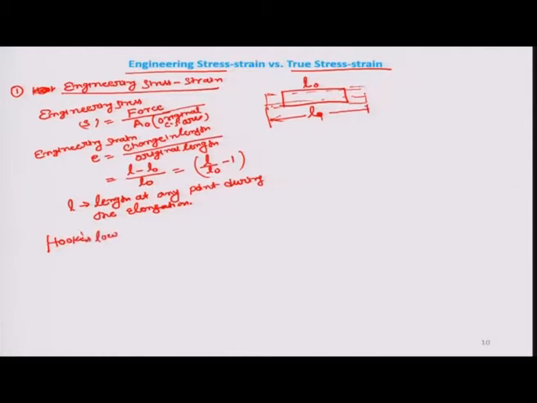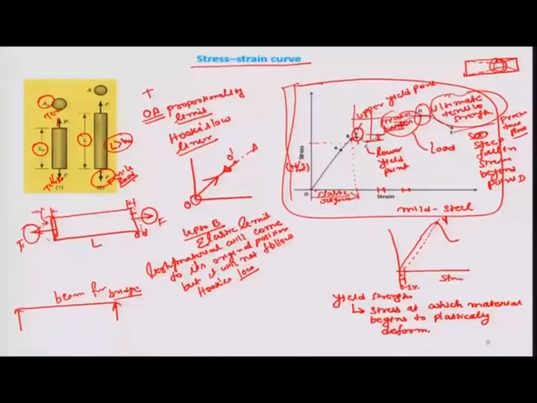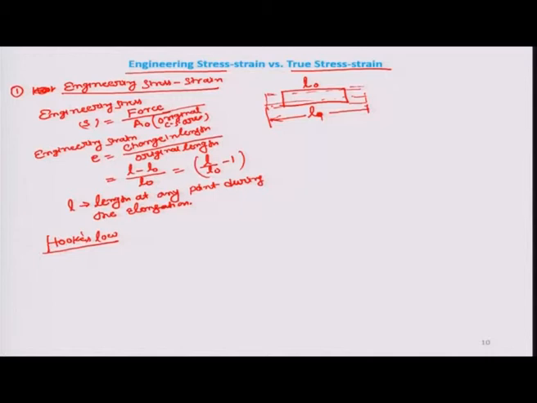So by Hooke's law of linearity, up to the point OA, what will happen? Stress is directly proportional to strain, sigma equals E epsilon, where E is the modulus of elasticity. Actually, it is a measure of the inherent stiffness of the material.